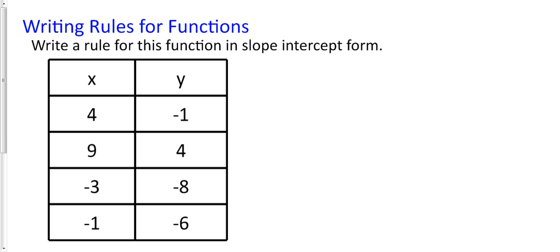So I want to see if I can determine the rule for this function, and I want to write it in slope-intercept form. So I want to have it in the form y equals mx plus b. So one of the things I do is look for a relationship between the values in the x column and the values in the y column. And one of the things you can notice is that everything in the y column is less than what you see in the x column.